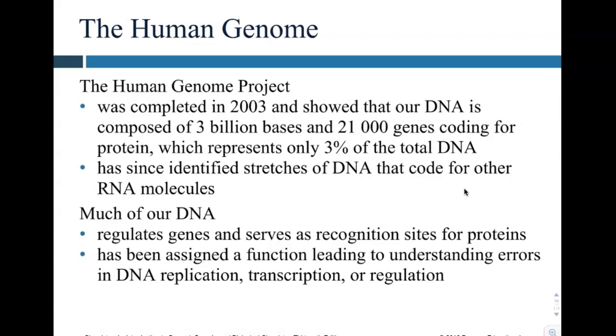We have since found structures of DNA that actually code for RNA molecules, but most of our DNA is for regulation, right? It serves as recognition sites. There's a function to our DNA. It is not junk. There is some DNA whose only job is to make sure that the rest of the DNA doesn't mess up its job. So there's function to everything. There's no junk, so don't think that. Only 3% of DNA actually codes for proteins, though. But we know all of those bases, which is pretty cool. 3 billion bases.